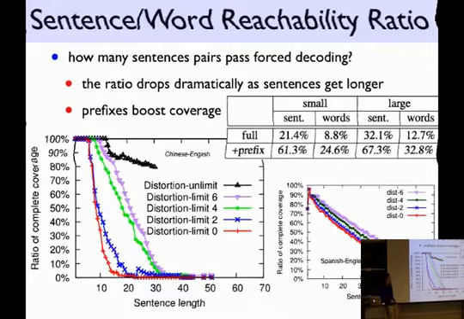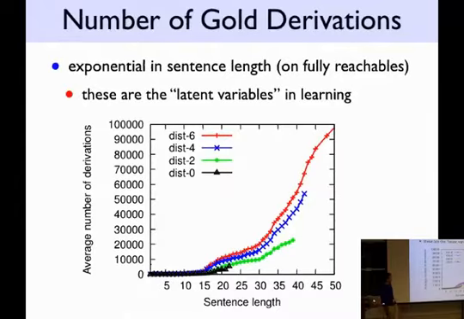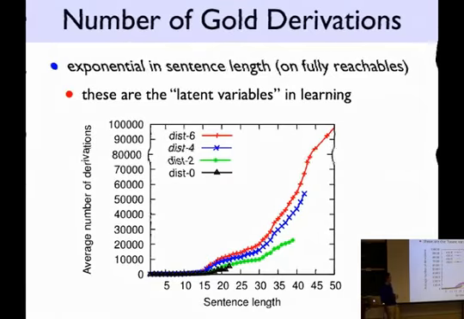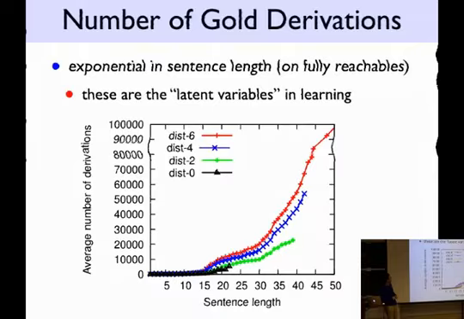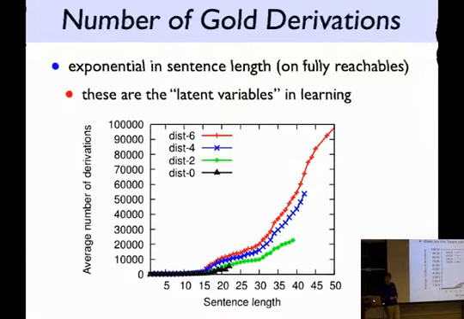Okay. Very good. So how many derivations are there if a sentence pair is reachable? On average, of course, it's exponential. With this 6, there are millions, or maybe less than millions, of possible derivations, the gold derivations. And these correspond to the latent variables. So we are dealing with a huge latent variable space.